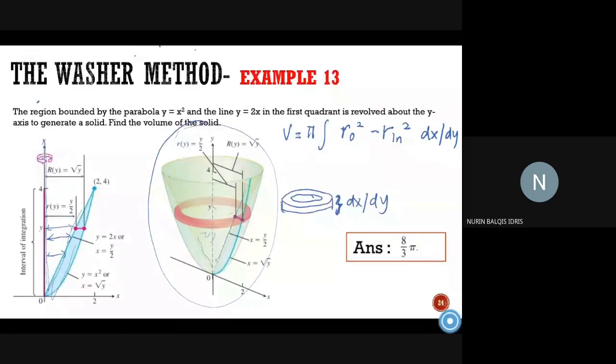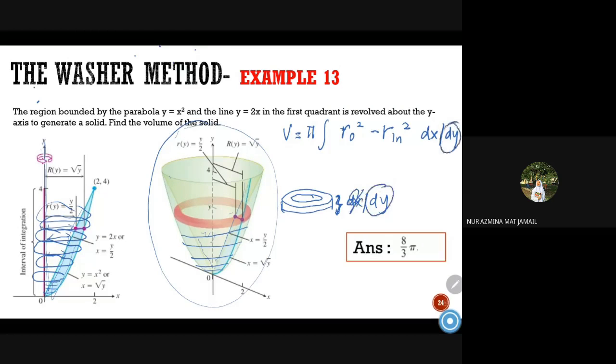DY. dx or dy? DY. Yes, DY. Siapa cakap tu? Azmina. Yes, Azmina. Correct. It's dy. Sebab dia, nampak tak? Bila y tu starting from y equals to 0, macam tu. The curve. Ada dia punya disk tu. Menaik, menaik, menaik macam tu kan? Okay, so dy. So this one, the correct one is dy.